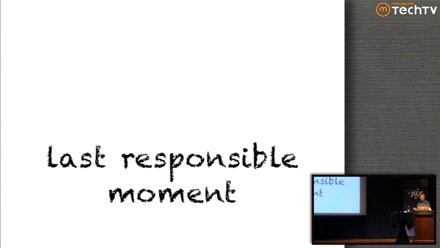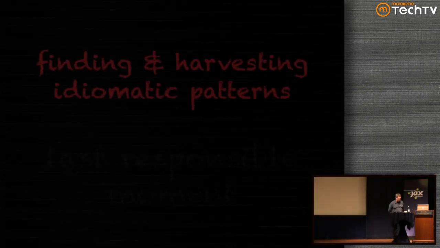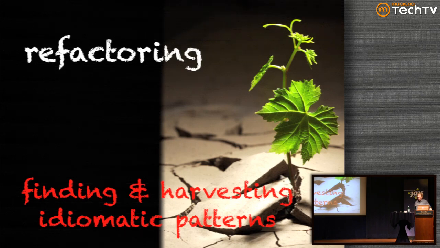So that's all a bunch of stuff about last responsible moment. I'll come back to that toward the end as I talk about some architectural impacts. But now I want to switch over to the other aspect that I have of emergent design, which is finding and harvesting idiomatic patterns that already exist in your code. And I want to talk about a couple of different approaches to this. So first, I want to talk about refactoring toward design.